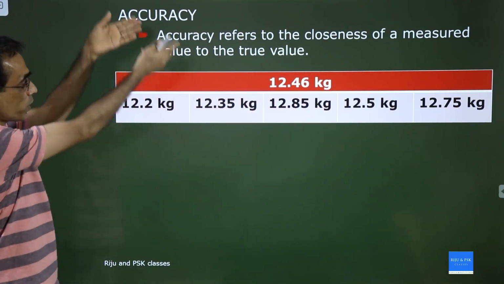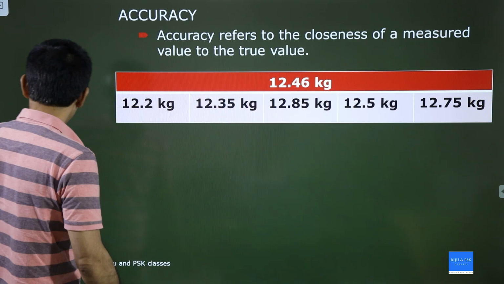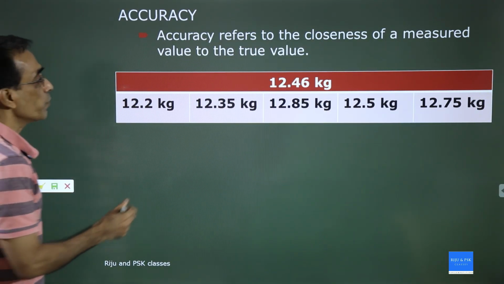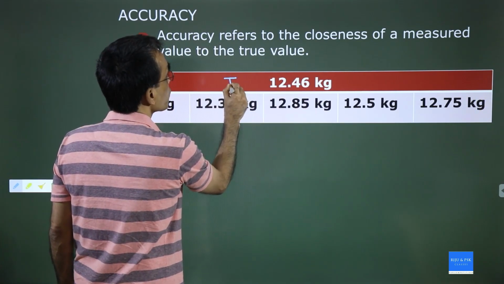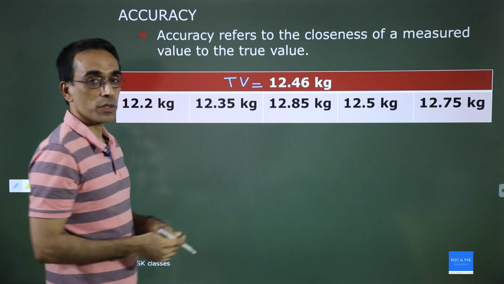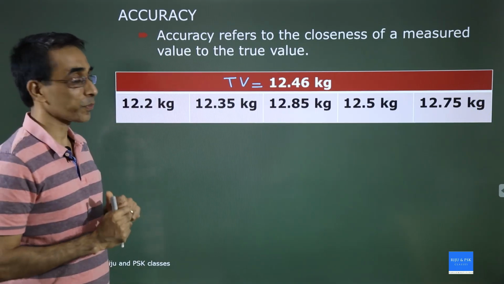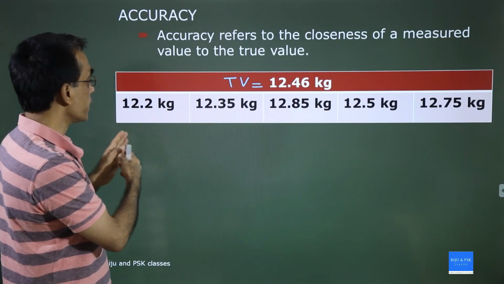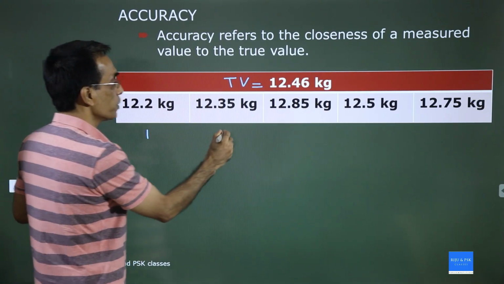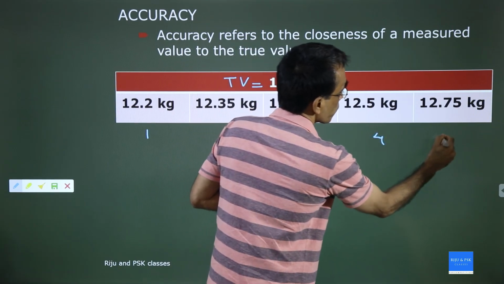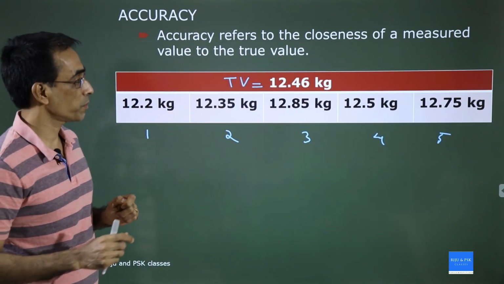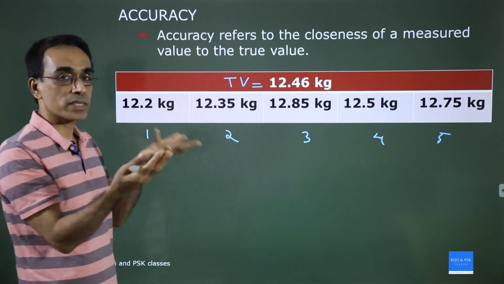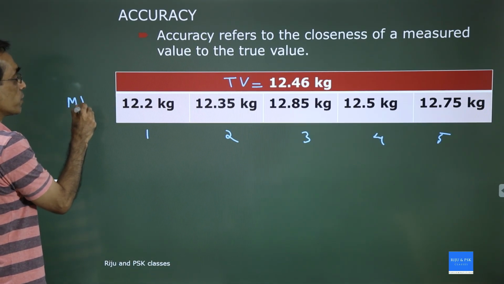Before we go for the definition, assume that there is some mass of something which has a true value. Assume that you know the true value, and that is 12.46 kilogram. Okay. Now we measure it. We measure it in 1, 2, 3, 4, 5 different attempts. Maybe 5 different people measured it, or the same person measured it 5 times. There are 5 measured values. So these are the measured values.